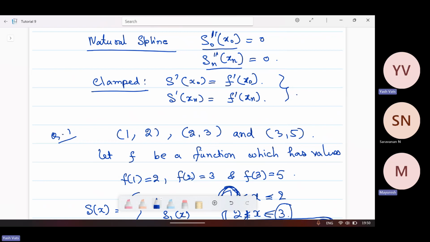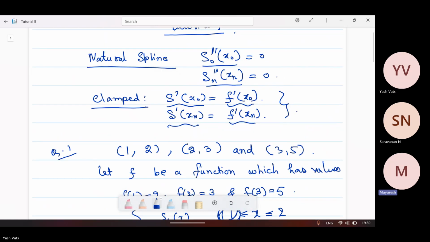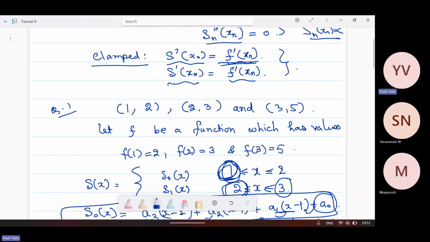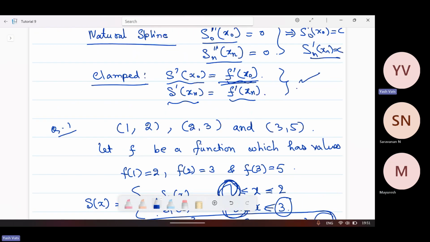In clamped conditions, you don't take the derivative at the endpoints to be a constant, but you take the value of the function's derivative. I did not understand the clamped one. In the natural spline, what does this imply? It basically implies S'(x0) is some constant, right? But here, you don't take it to be constant. You take it to be a function value, which is already given to you, which is more precise in a sense.